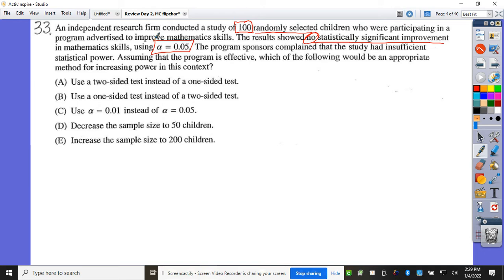That sentence is good, correct, but it's not the way we usually talk about things. Assuming that the program is effective, which of the following would be an appropriate method for increasing power? So basically, out of this entire problem, that's all you need to know: which one would increase power. Now I'm going to go way sidetracked to answer this question, because I want to talk about one of the wrong answers to get there.